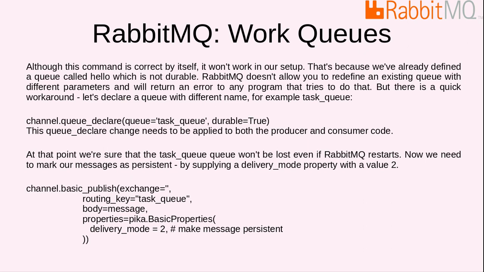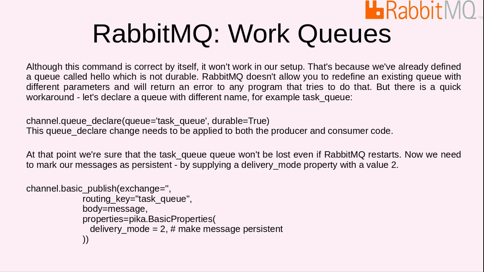Let's declare a queue with a different name, for example task_queue. So we have channel.queue_declare, queue task_queue, durable true. This queue declare change needs to be applied to both the producer and consumer code. At this point, we are sure that the task queue won't be lost even if RabbitMQ restarts. Now we need to mark our messages as persistent by supplying a delivery_mode property with a value of 2.